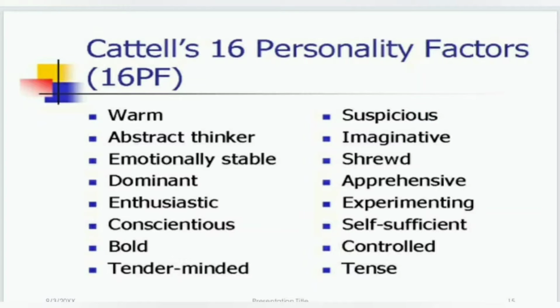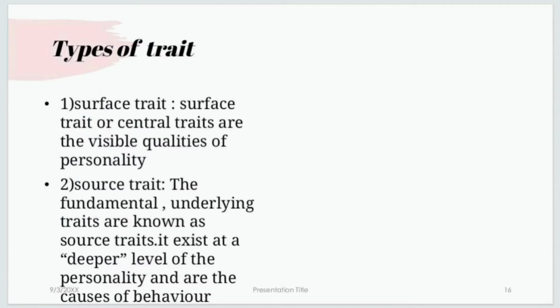Cattell's 16 personality traits are warm, abstract thinker, emotionally stable, dominant, enthusiastic, conscientious, bold, tender-minded, suspicious, imaginative, shrewd, apprehensive, experimenting, self-sufficient, controlled, and tense. Cattell divided traits into four types. So, what are surface traits? From the name itself, surface traits are the visible qualities of personality, whereas source traits are the fundamental underlying traits which exist at a deeper level of the personality and are the cause of behavior.